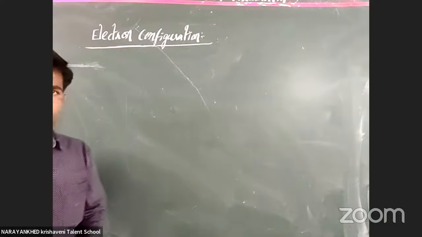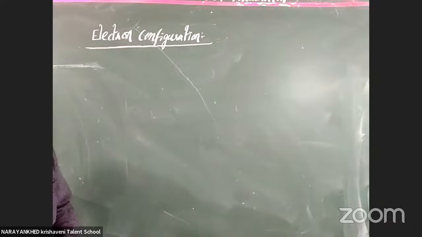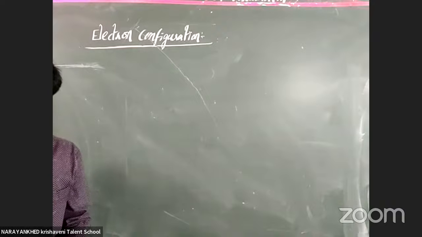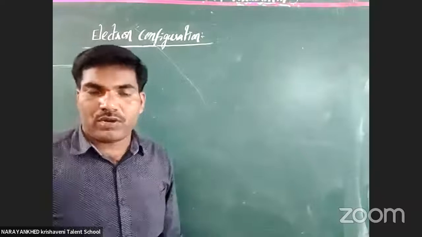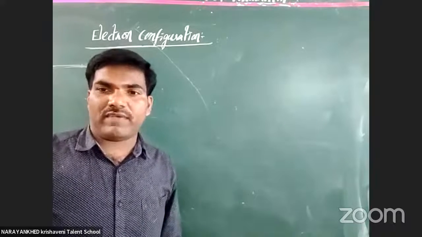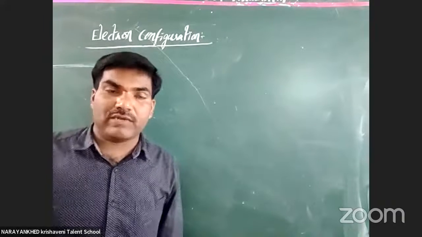Now listen, all the students, what is the electron configuration? Whatever electrons are there in atoms, in which place are they allotted, in which place are they occupied? That will be given only by our electronic configuration. The distribution of electrons among various orbitals, that is what we call electron configuration.